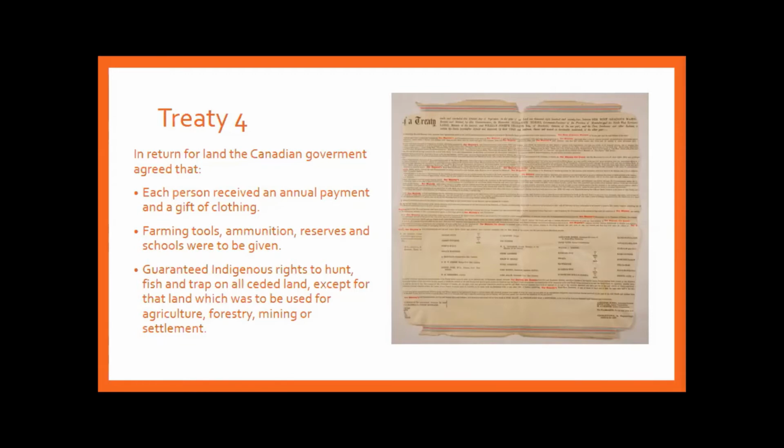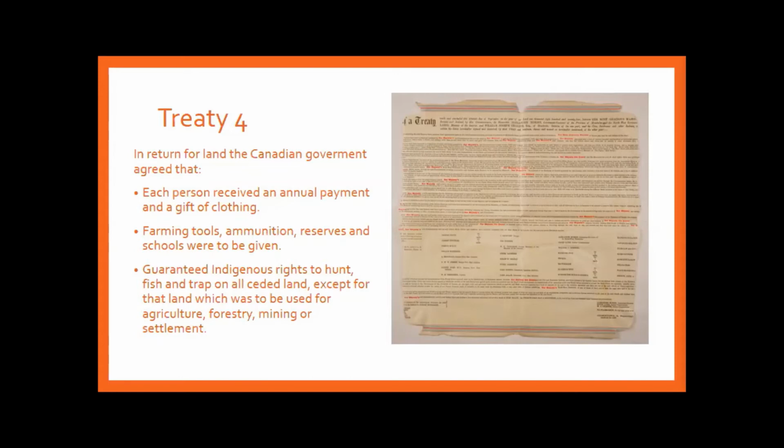And Treaty 4 allowed the Canadian government to settle land in Saskatchewan with Europeans or whoever they wanted to do economic activities in it. And in return, they would give the First Nations gifts of clothing, payments, farming tools, ammunition, and rights to continue hunting, trapping, and fishing on their traditional lands.